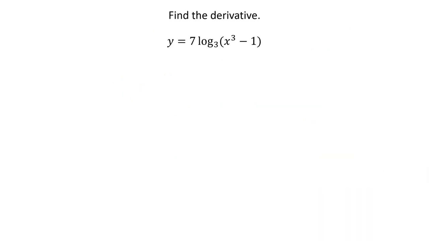In this example, we need to find the derivative of y equals 7 times log base 3 of the quantity x cubed minus 1. Here again in this example, we have log base 3 of a function of x, not just an x. So again, we'll have to use the chain rule because this is a composite function. Just as always, u will be our inside function. In this case, u is equal to x cubed minus 1. And the derivative of u is 3x squared.